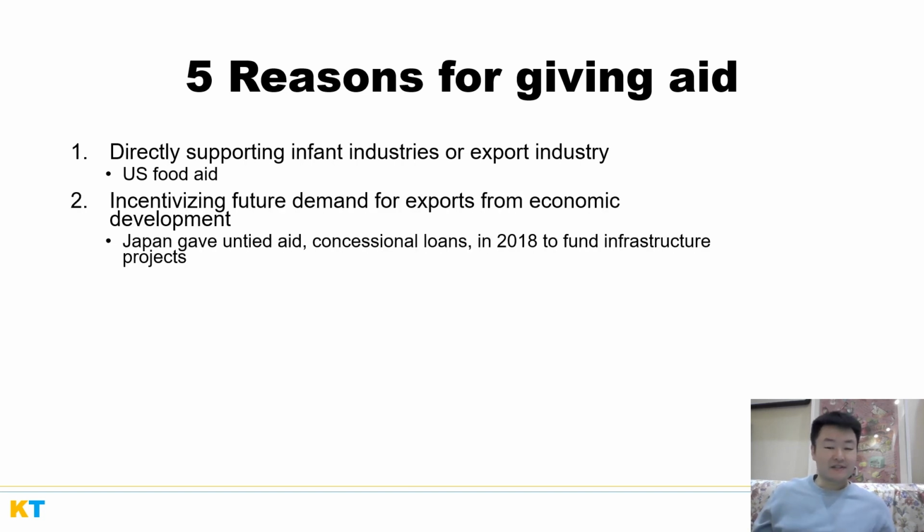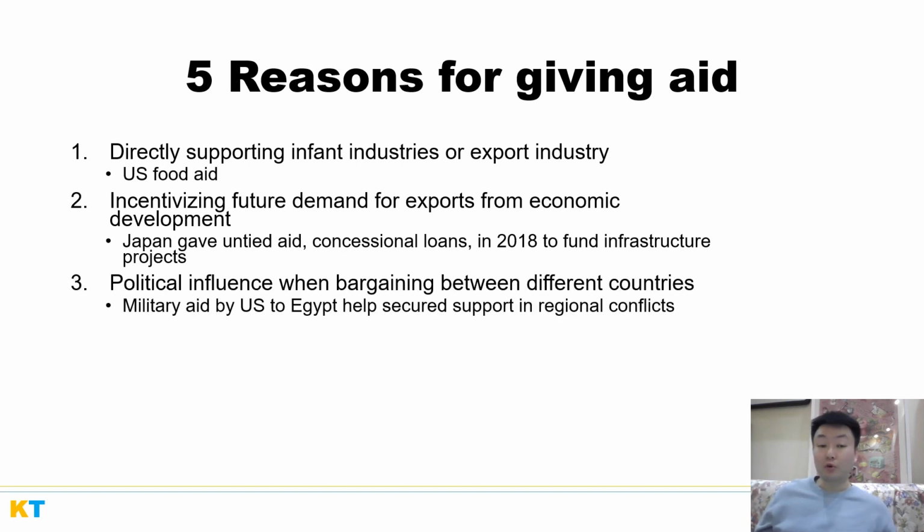Maybe we also want to incentivize future demand for our exports by helping another country develop economically. So for example, Japan gave untied aid in the form of concessional loans. And what concessional loans are, just loans given at a lower interest rate, in 2018 to fund infrastructure projects in low development countries. What they found in that study was that a lot of the time those developing countries used Japanese money, the loans that were given to them on a concession basis, to buy Japanese goods and products. Like reciprocation is a thing.